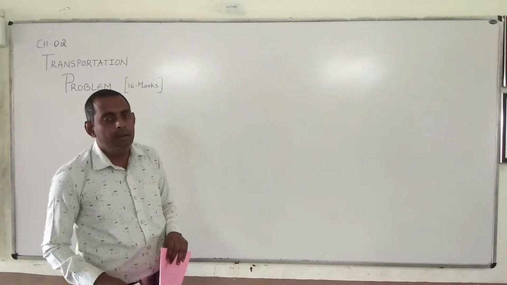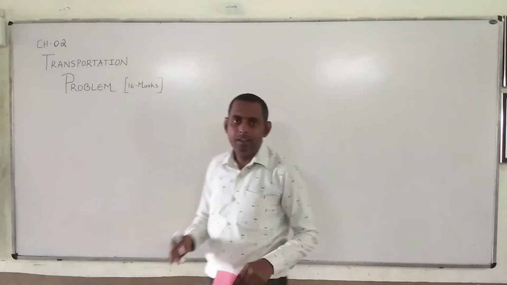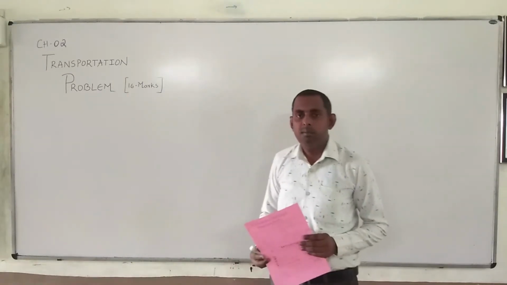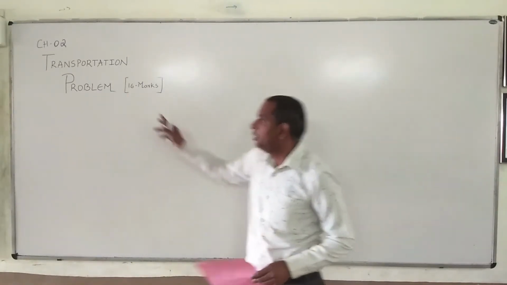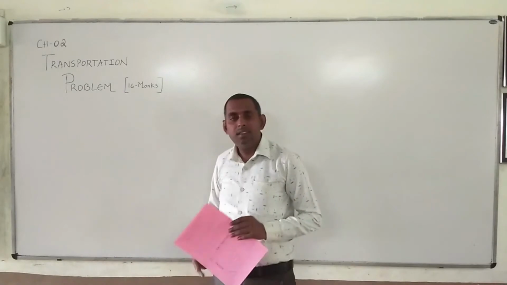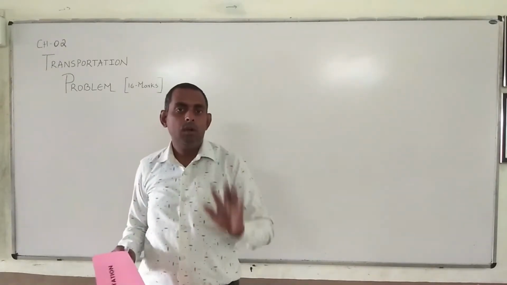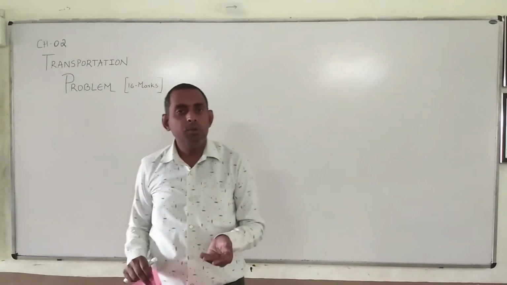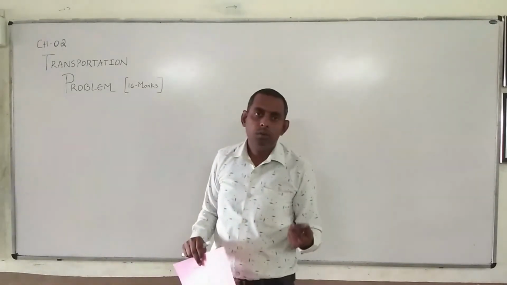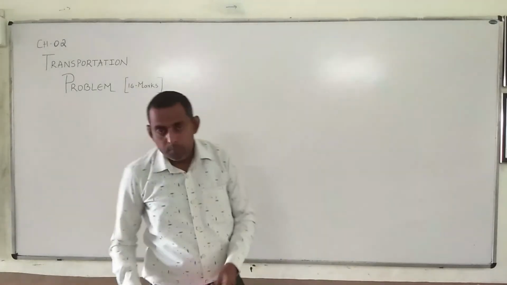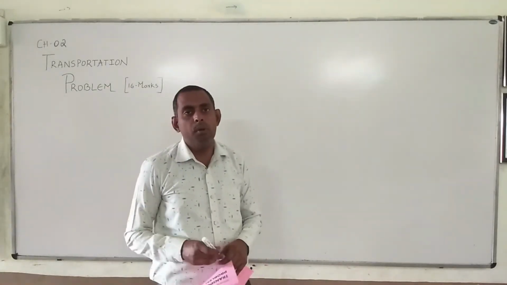Having finished the first chapter, we are starting the second chapter, that is the transportation problem. The transportation problem appears for 16 marks in the university question paper. It is one question carrying 16 marks, divided into two or three parts, either A and B or A, B, C. So what is this transportation problem?